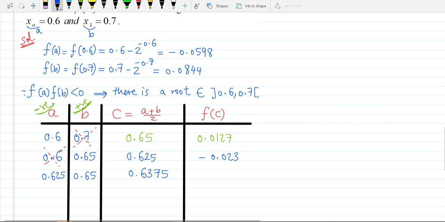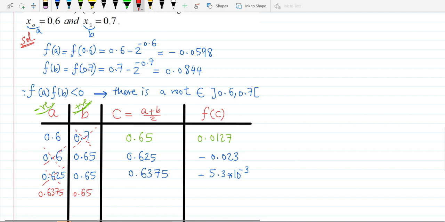to be negative 5.3 times 10 power negative 3, which is also negative. So I have once again to cross this out, as I stressed that this column is for the f of x, which is a negative value. So this interval will be smaller and smaller, so it will be 0.6375, and this point remains the same.